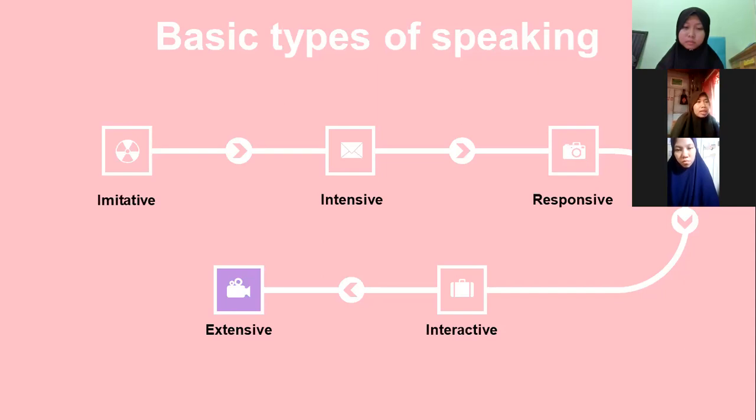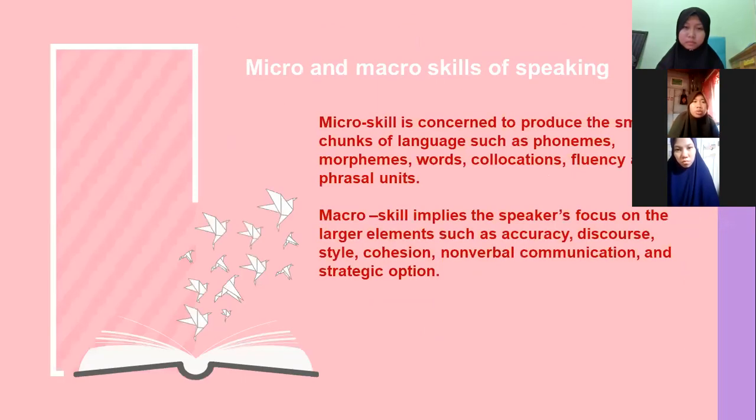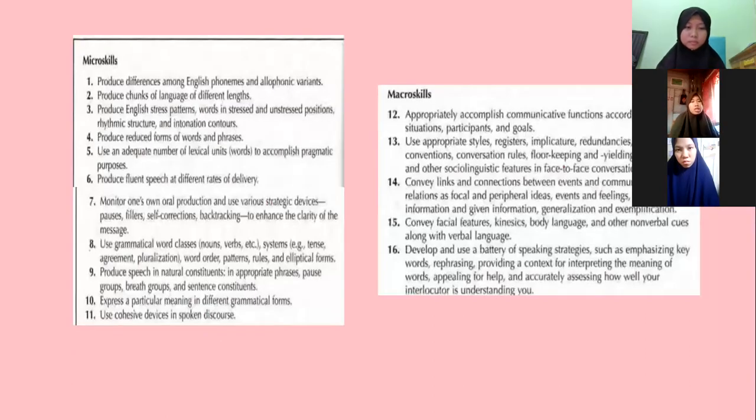Okay, next slide, we talk about micro and macro skills of speaking. Micro skill is concerned with producing the smaller chunks of language such as phonemes, morphemes, words, collocations, fluency, and phrasal units. And macro skill implies the speaker focuses on the larger elements such as accuracy, discourse, style, cohesion, nonverbal communication, and strategic options. Okay, next slide.